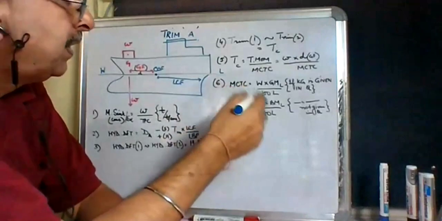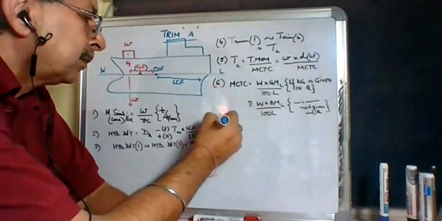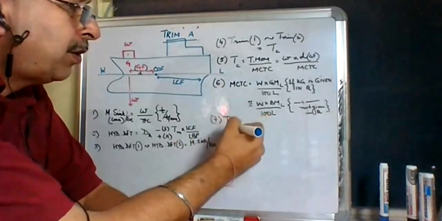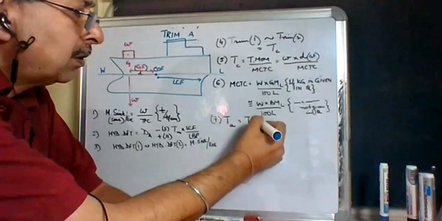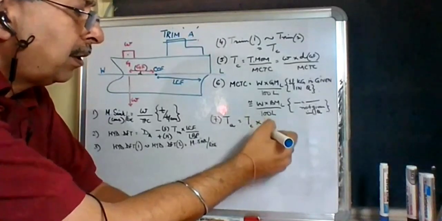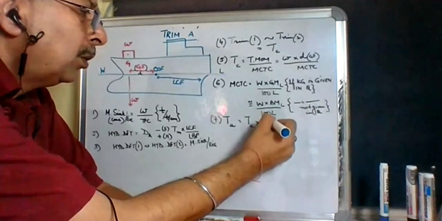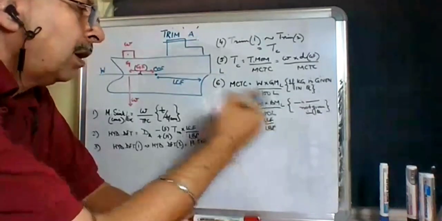So this will give us MCTC, and from here we will get TC. Once we have TC, TA, change in trim aft, is TC, total change in trim or trim cost, into LCF upon LBP.